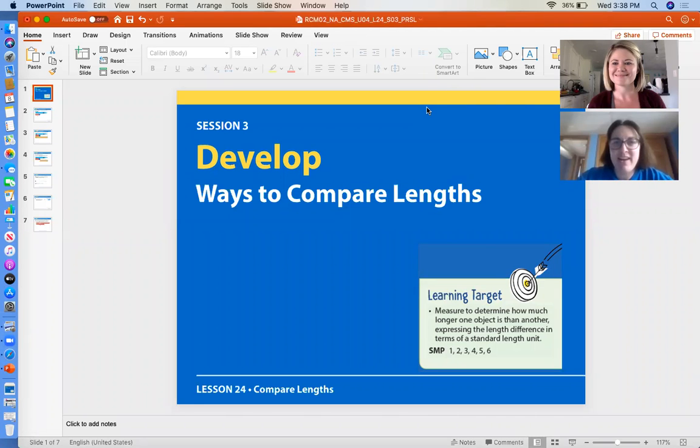Hey, second grade. We're ready for lesson 24, session 3 or day 3, ways to compare links. And we're just going to continue our discussion on ways to find that difference, that big number difference we talked about before. So we're going to figure out which one's longer, which one's shorter, and then what the difference is. All right, so here we go.